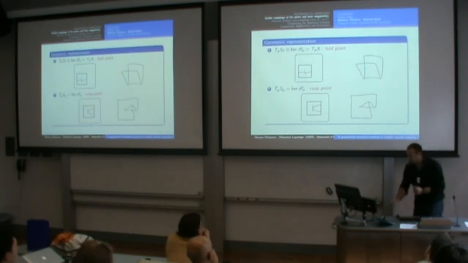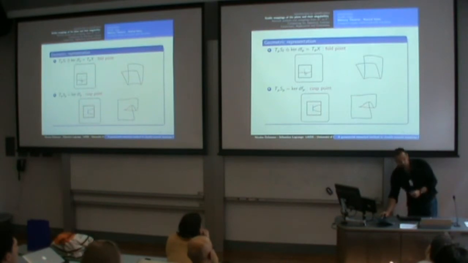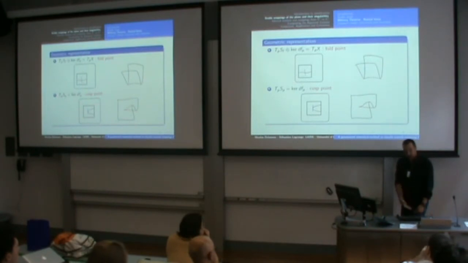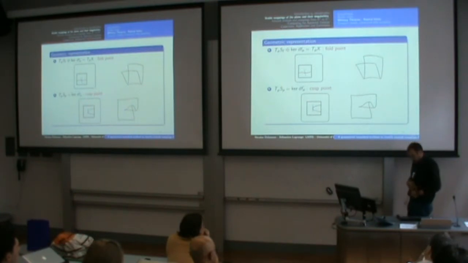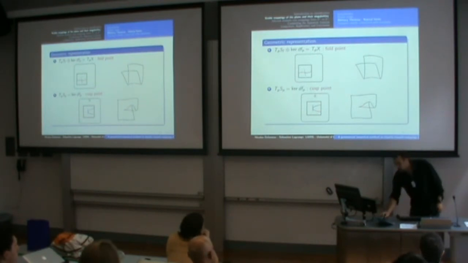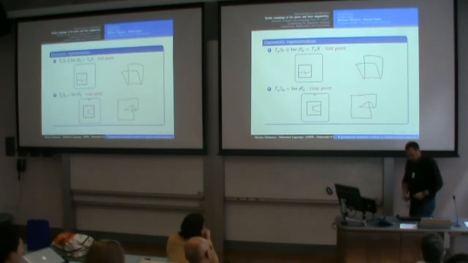So here you can see it's a fold point. You have the source set and the target set, and here you can see a fold curve. This can happen generically. This is stable. And the second property that can happen, imagine you have something which is a fold here.